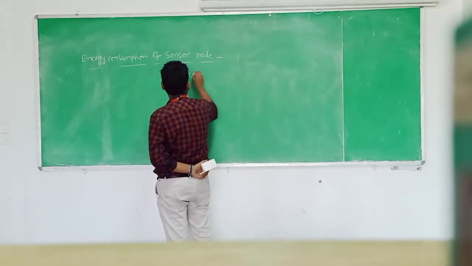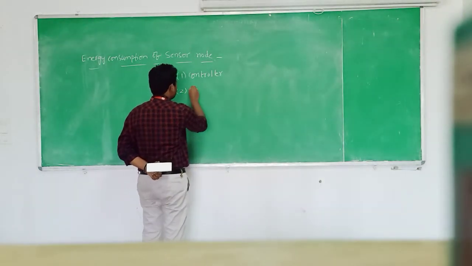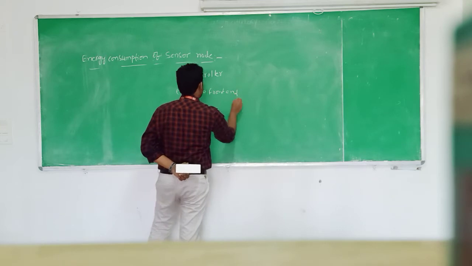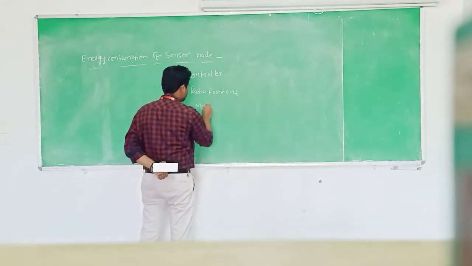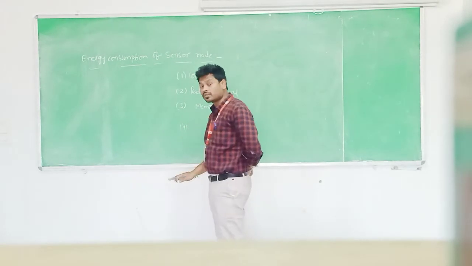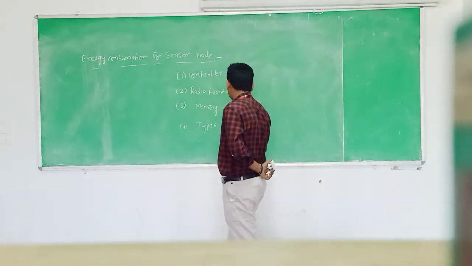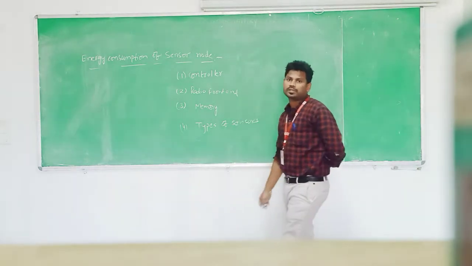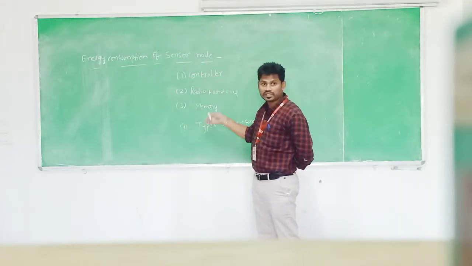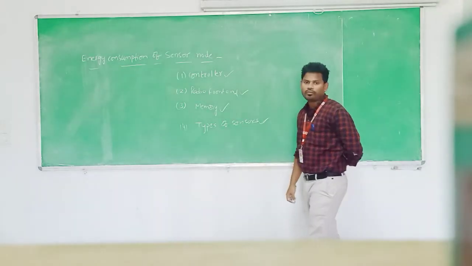first one is controller, second one is radio front end, third one is memory, and fourth one is the types of sensors, due to which energy is also consumed. So the main consumers of energy in a sensor node are the controller, radio front end, memory, and types of sensors.